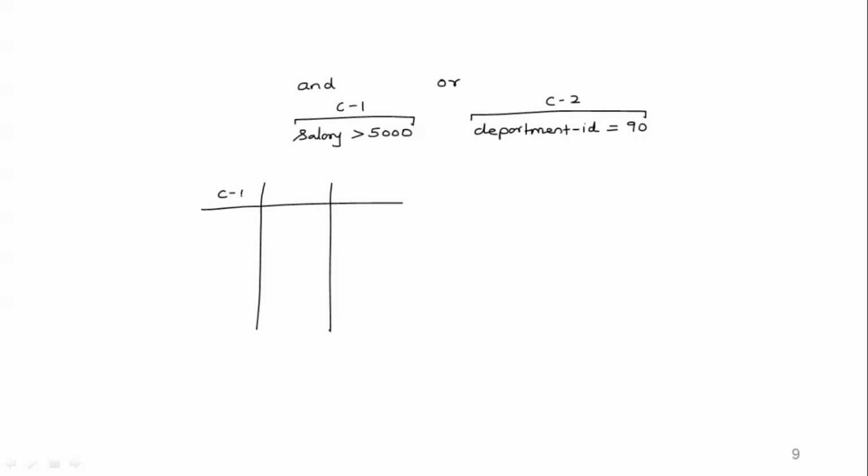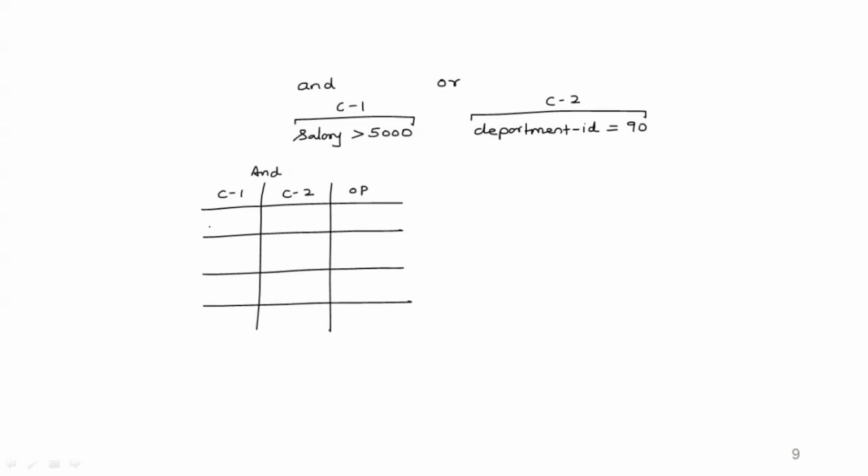So C1, C2, and if I use the AND operator between them, then what will be my output? Let's try to understand it. If your condition number 1 is true and your condition number 2 is also true, then only you will get the particular output or the row. So you will get all those records where this is correct as well as this is correct.